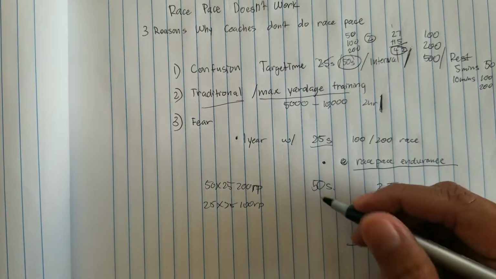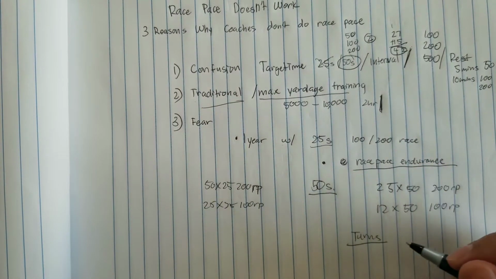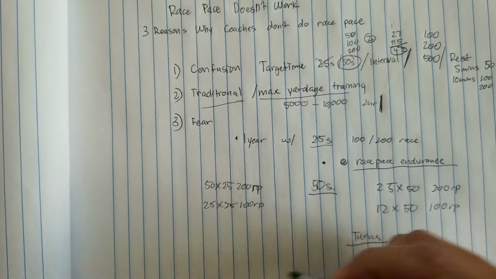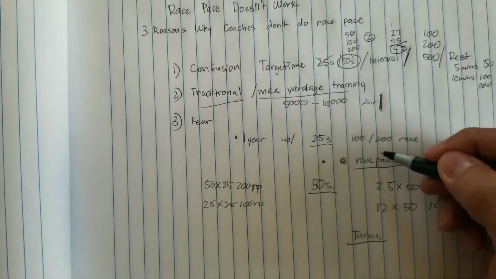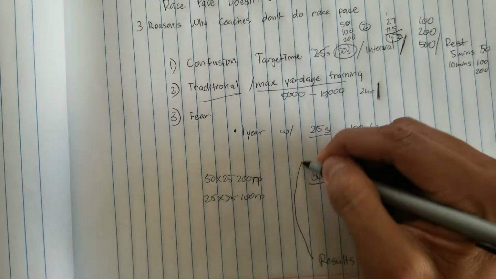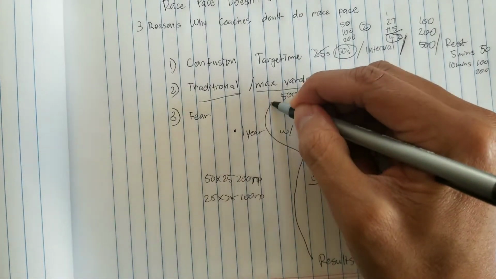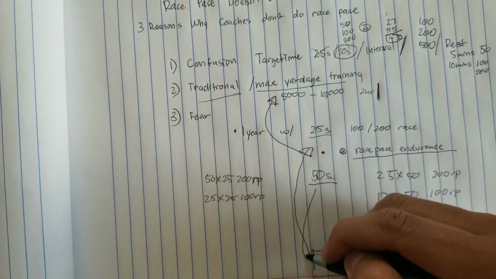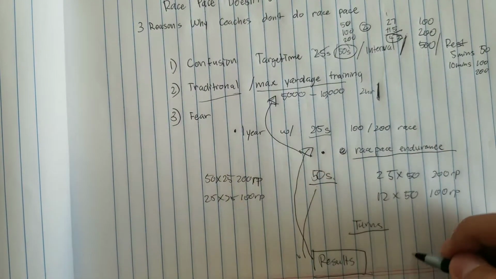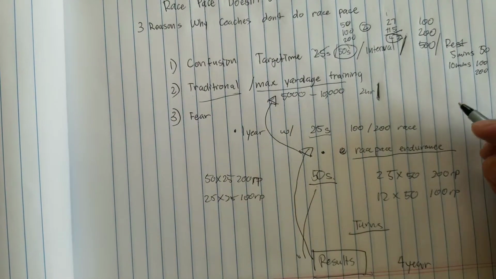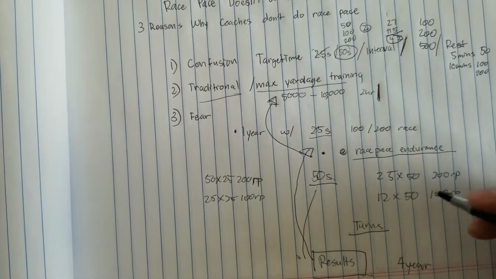Since I switched to doing 50s, the swimmers got a lot faster. Even the results they were getting were faster than doing 25s, and faster than doing max yardage. So I stuck with the 50s for the next four years, and the swimmers' results got a lot faster.